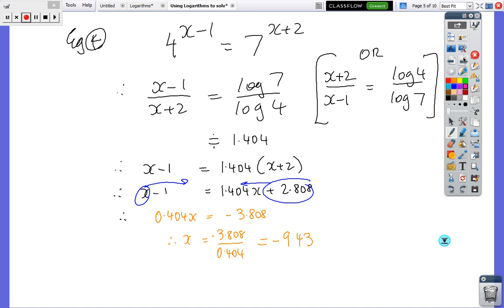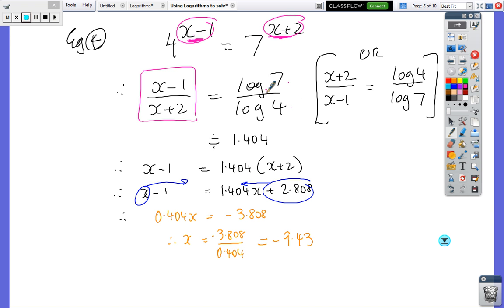Okay, so have a look at that as a method, and we'll go through some more complicated examples when you're ready. Okay, so this time there's no connection with the bases. 4 and 7 have no connection, but basically what we can do is, these are the indices, so it'll end up being x minus 1 divided by x plus 2 on one side, so the left over the right, and then we go log 7 over log 4. There would be a lot of steps we could do to show you the same thing, but it ends up being the same.